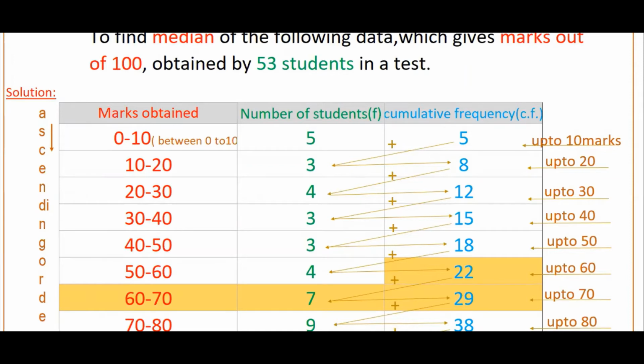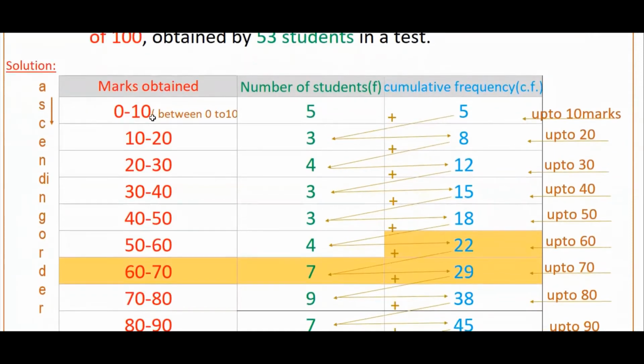So you can see here marks obtained 0 to 10, 10 to 20, 20 to 30, 30 to 40. This is a class interval. 0 to 10 means a class interval. That means here 5 students got 0 to 10 marks, between these two numbers, and 3 students got between 10 to 20 marks, like this. This is the meaning of class interval.